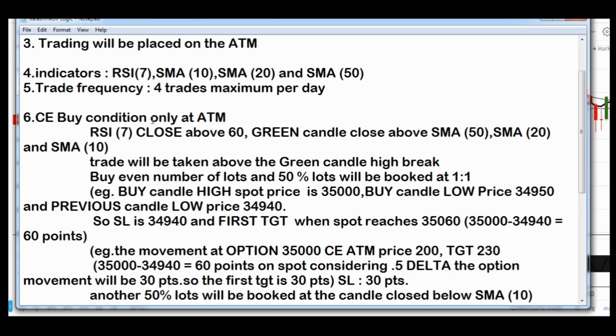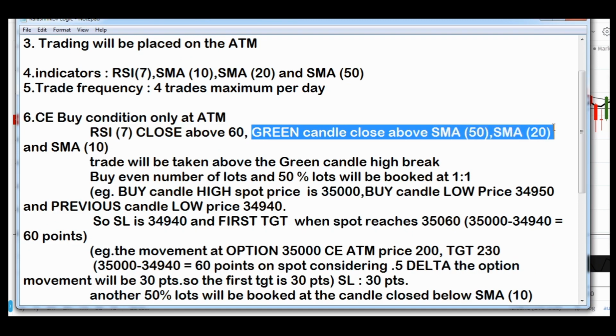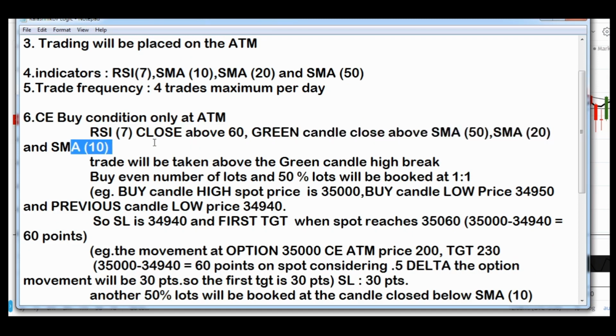So when to buy a call option? Whenever RSI 7 closes above 60, and any green candle closes above SMA 50, 20 and SMA 10. All the moving averages should be below the close of the candle, and RSI should be above 60. So it is basic. Then whichever candle has broken all the SMAs, one should mark its high, and after its high breaks we should enter the trade.